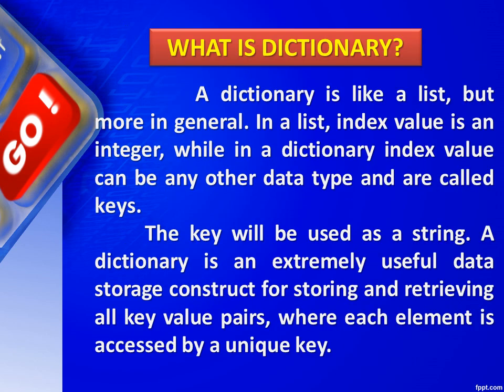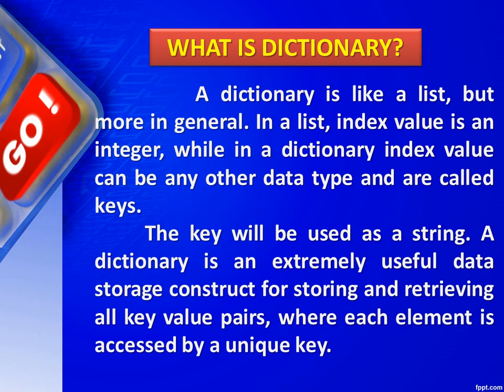Now the next topic is dictionary. Now we have to compare dictionary with the other elements. Dictionary is like a list but more general. In a list, the index value is an integer, while in a dictionary the index value can be of another data type. Means there is no restriction like in a list where you have to use only integer values. Here we can use integer, character and floating point, anything. The key will be used as a string.